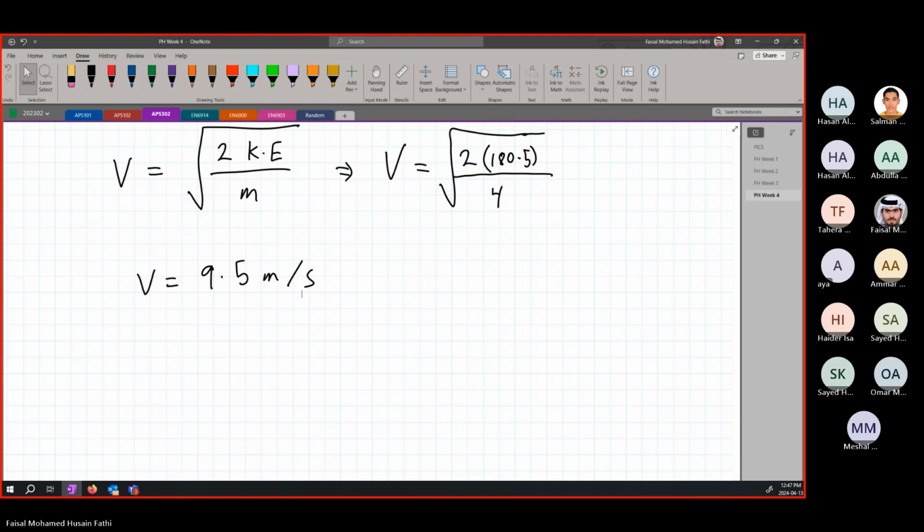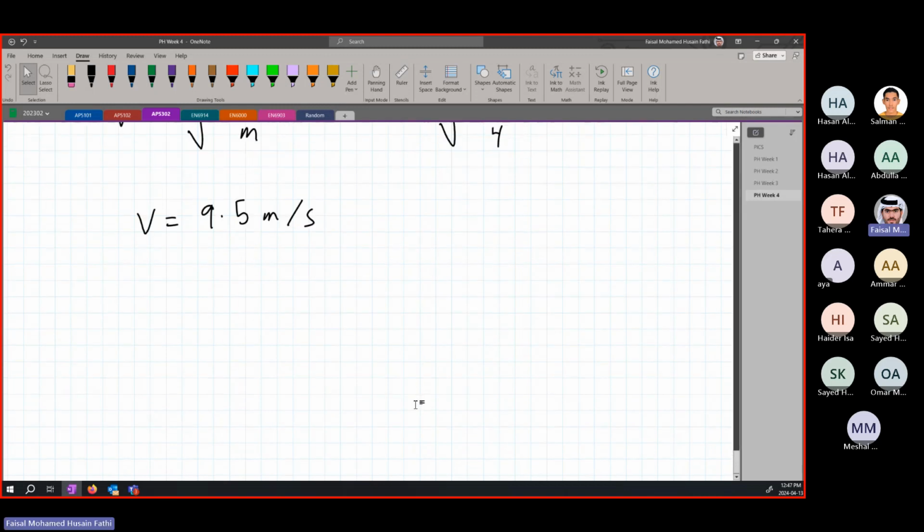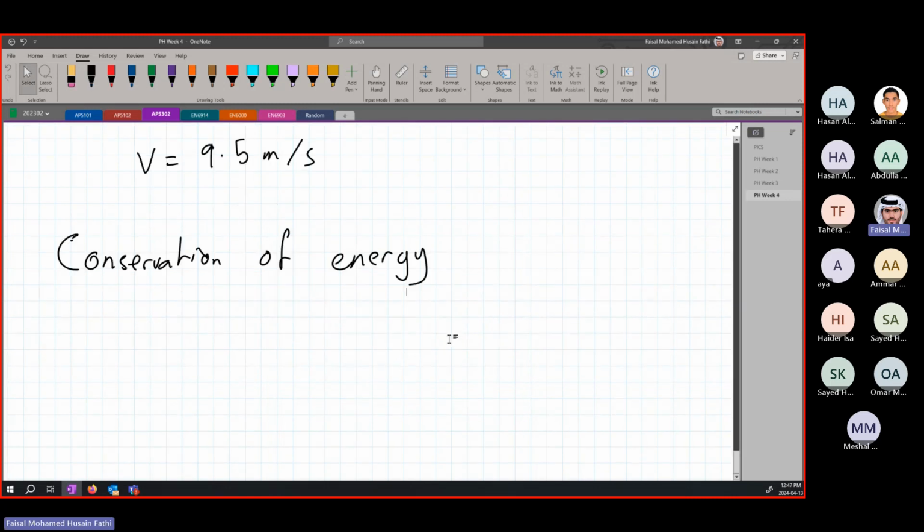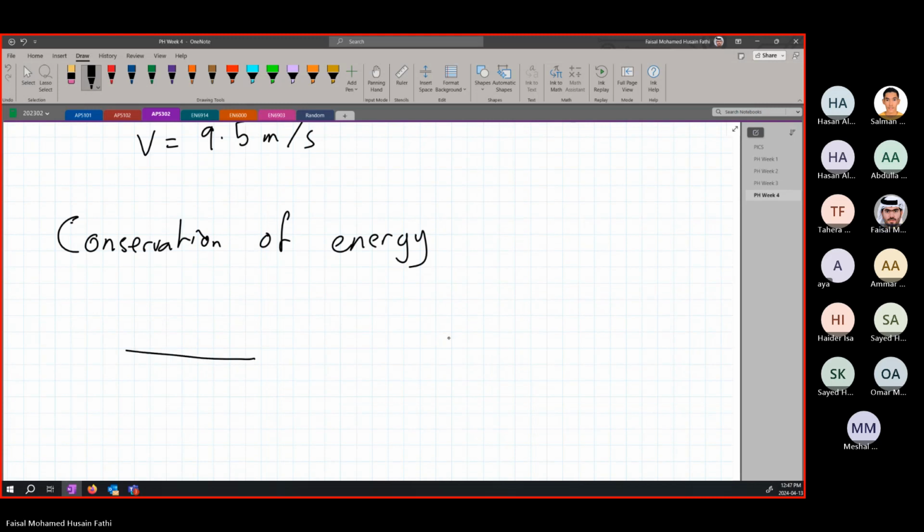Now, there is another concept that I didn't really go over, but there's the concept of conservation of energy. What does conservation of energy mean? Conservation of energy. Then, let's take a simple example so I can explain this concept.